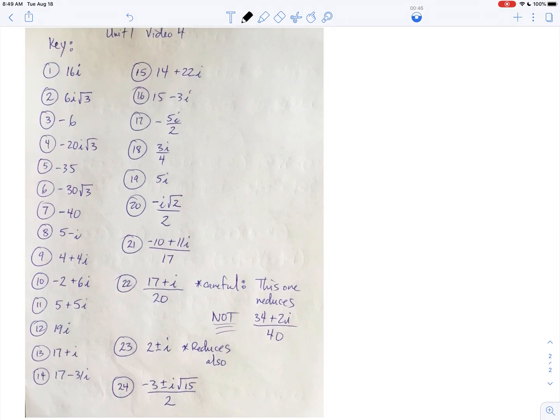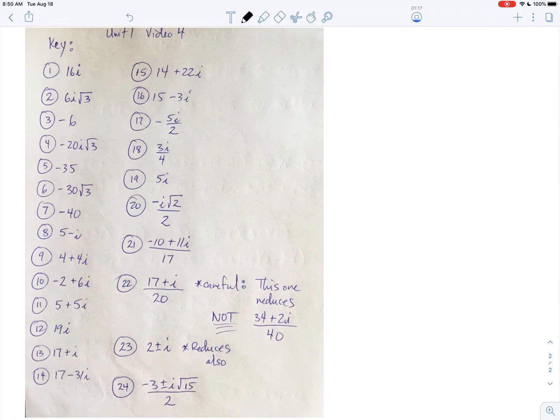You'll notice on number 22 and number 23, I say careful, these reduce. So for number 22, it says this one reduces, not 34 plus 2i over 40. Because if you notice that answer right there, 2 goes into all of those numbers, so it can reduce. You can reduce these kinds of numbers. Watch out for that, because sometimes you'll check your answer and it won't match with mine. There's a couple things that you might have done incorrectly to have that result.